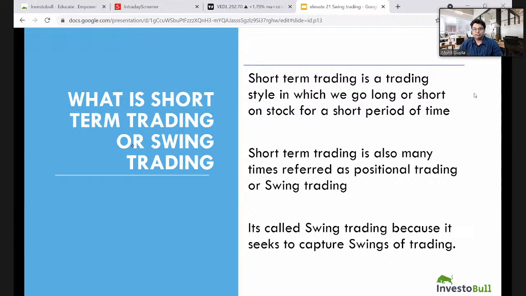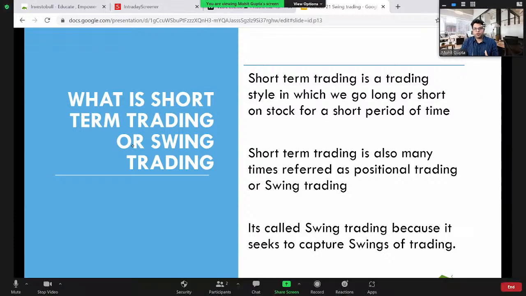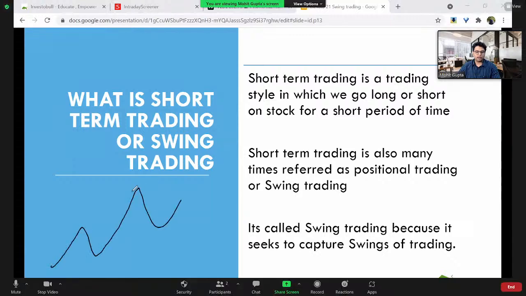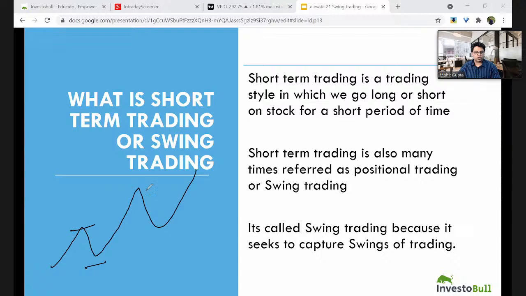Depending on the duration that we hold, this is usually classified further into positional trading and swing trading, but in general, everything is the same. You hold your positions anywhere from 1 or 2 days up to 3 to 4 months. It is also referred to as swing trading a lot of times. Why? Because we tend to capture swing moves in this trading. The market moves in swings, upswings and downswings, and that is why it is called swing trading.